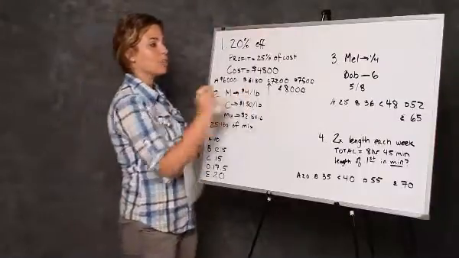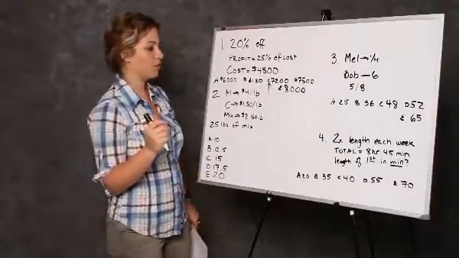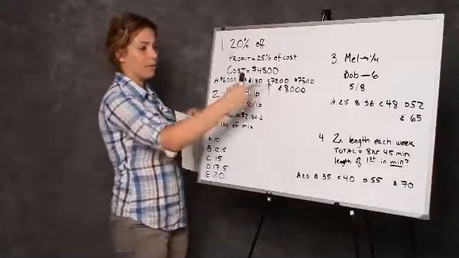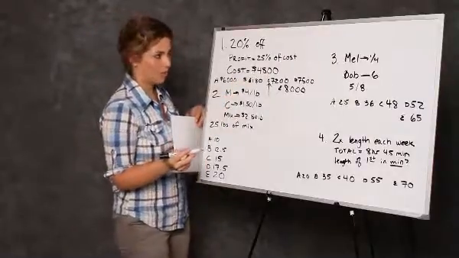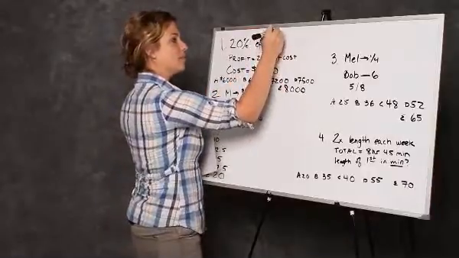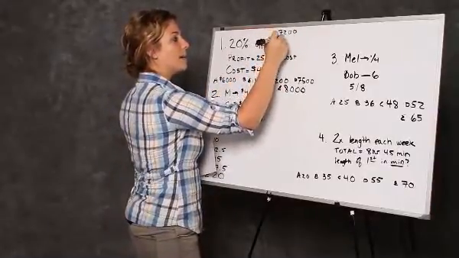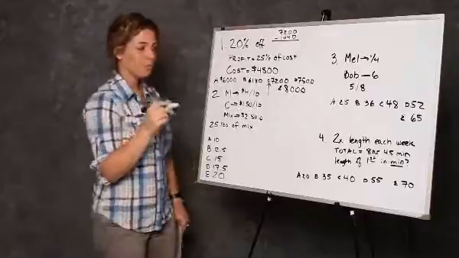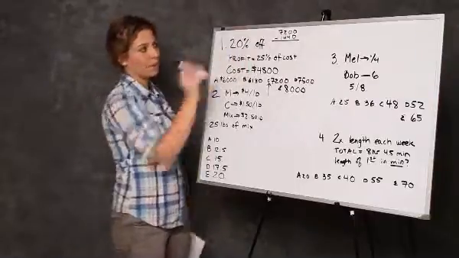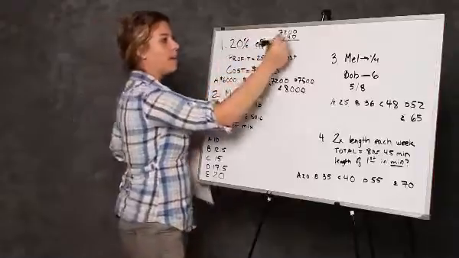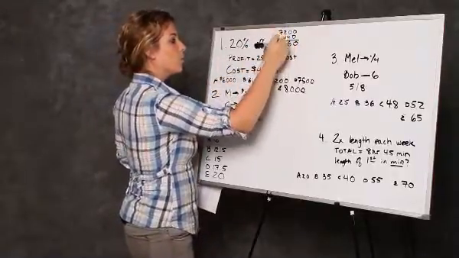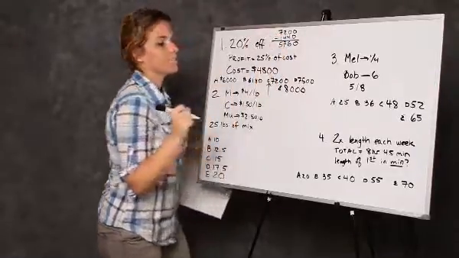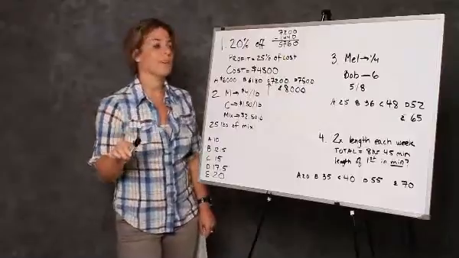So if we said that the usual list price of the car was $7,200 and we gave 20% off, that means that we would need to do 20% of 7,200, so that would be $1,440. So 7,200 minus 1,440. So that would be the discounted cost of the car. And that would end up giving you $5,760.